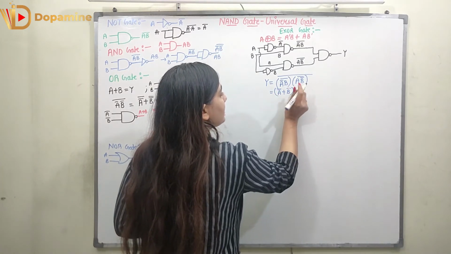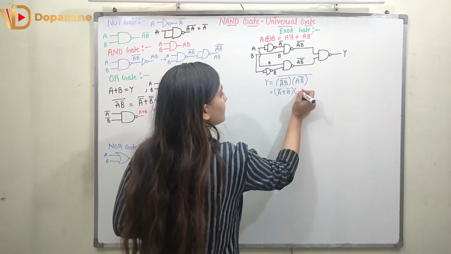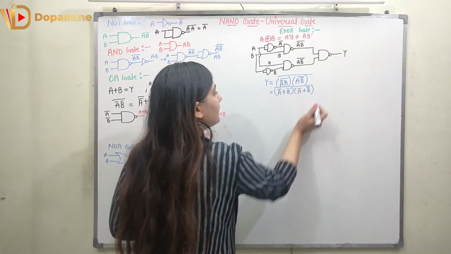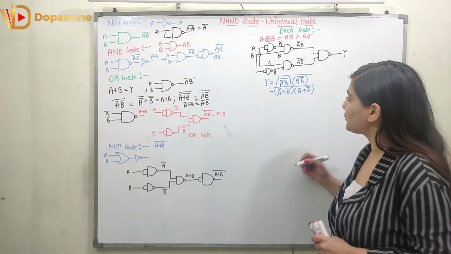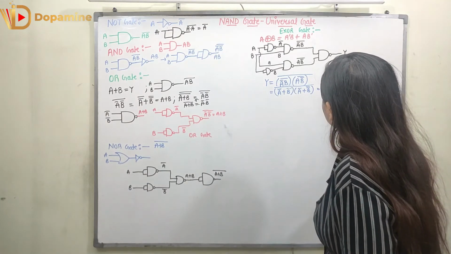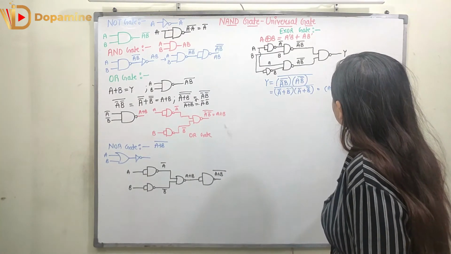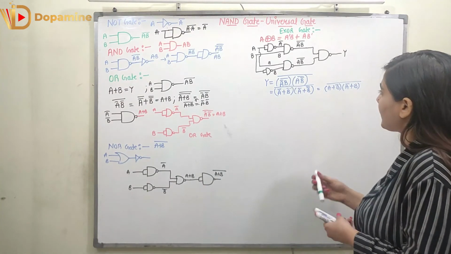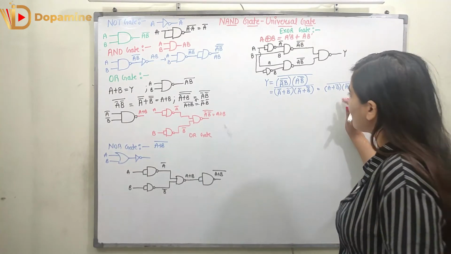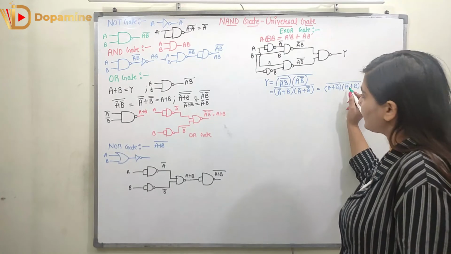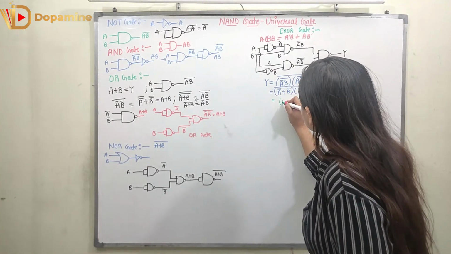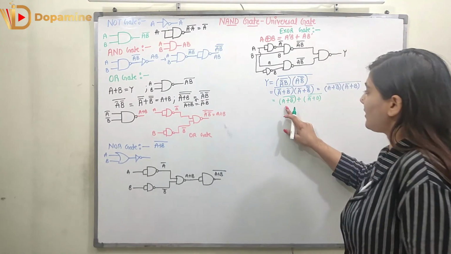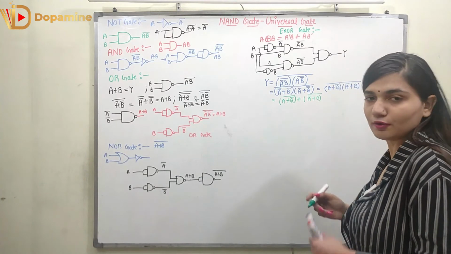And here I will be having A bar plus B bar bar whole bar, right? So now A bar bar will be equal to A only. So it is A plus B bar, and here A bar, B bar bar is equal to B. Now again I am going to open this up with the help of De Morgan's law. Now applying the De Morgan's theorem over here, we will be getting A plus B bar whole bar plus A bar plus B whole bar, right?